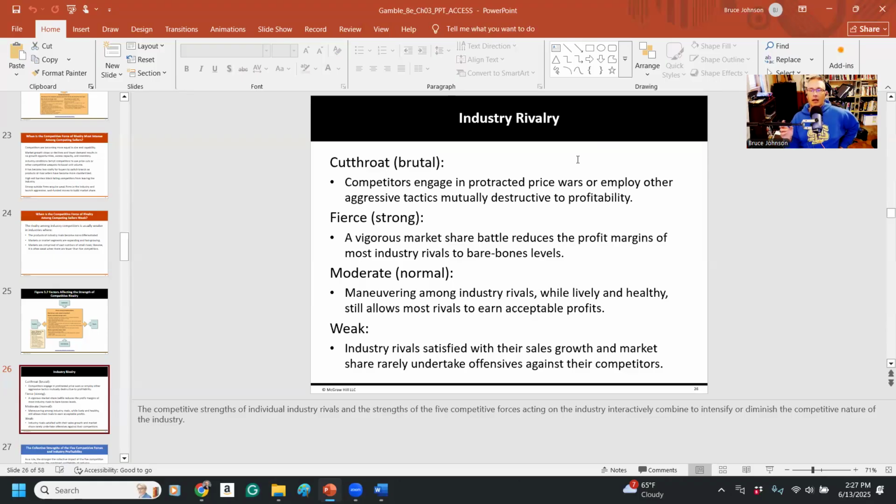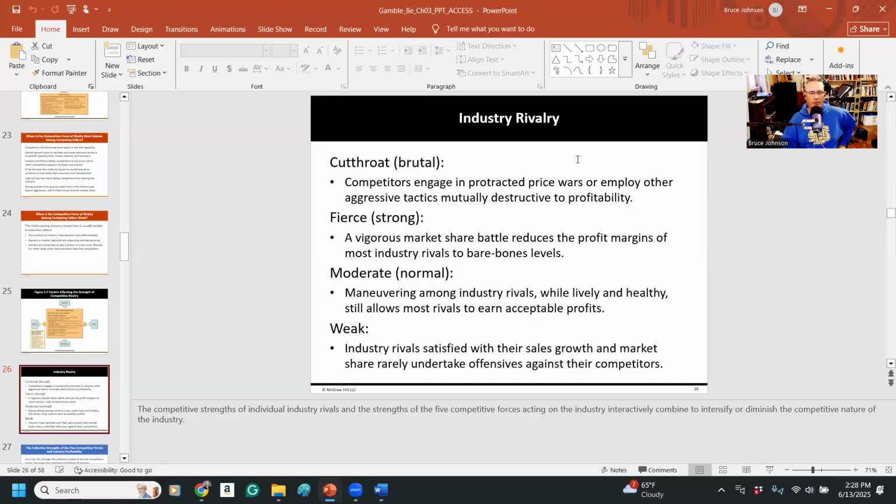You have to understand the basics of economics to understand strategic management because of the supply and demand, elasticity, inelasticity. Strategic management, anyone can teach it, obviously, but more often than not you have applied economists that do the main research on it. Microeconomists, by the way, not macro. If the competition is fierce, you have vigorous market share battles, reducing the profit margins of most industry rivals to bare bone levels.